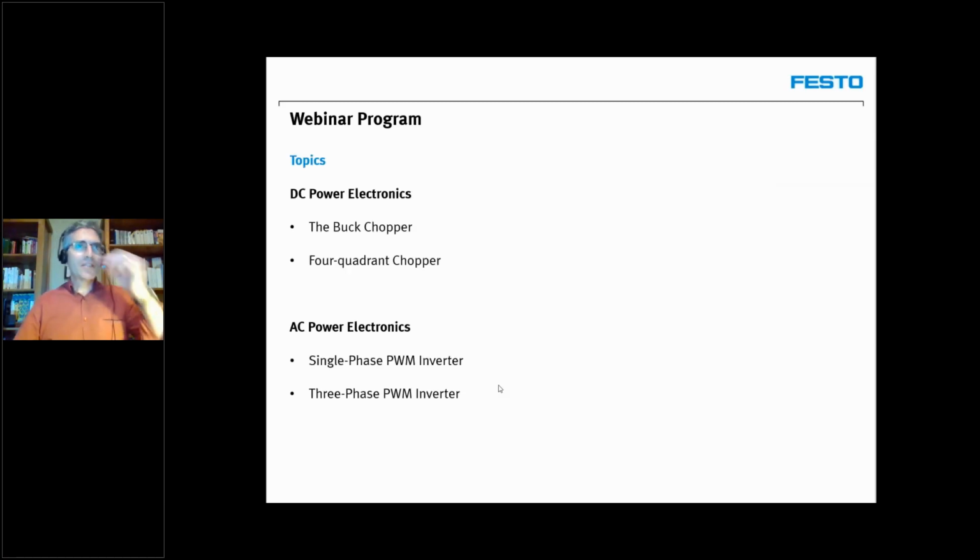Sorry about that. So yes, I was saying DC power electronics with the buck chopper and the 4-quadrant chopper, and this will lead us into AC power electronics with the single-phase PWM inverter, and finally 3-phase PWM inverter. Hopefully we will have enough time to perform this last exercise. All of these topics will be covered both in theory and practice. So we'll have 4 different circuits to test tonight. Well, in fact, 3 circuits for the 4 exercises.